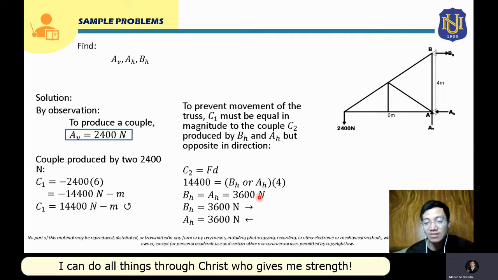This will now be the answer for BH. Your BH is 3,600 Newton rightwards, and your AH will be 3,600 Newton leftward. So these will be the answers for this problem. Your AB is 2,400 Newton, your BH is 3,600 Newton, and your AH is 3,600 Newton as well.